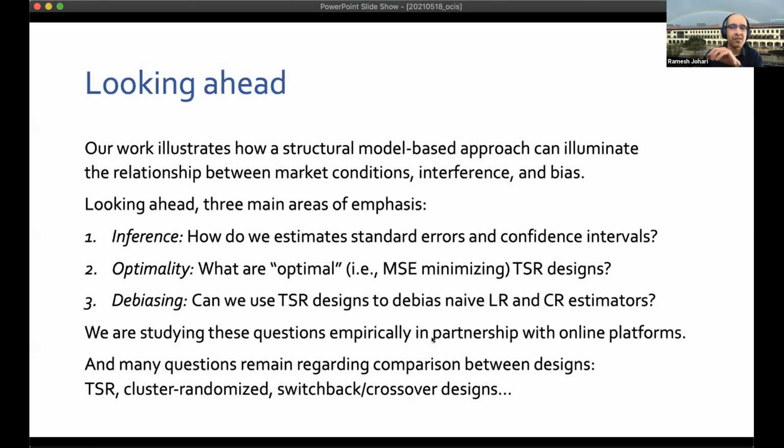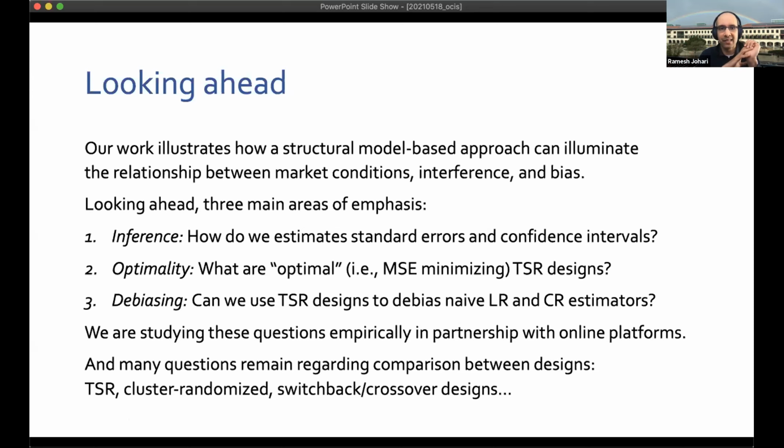So a lot of these questions are things we're working on empirically in partnership with live platforms. And maybe more broadly for this community, I'll just highlight that there's a lot of open work left to do in understanding the pros and cons of many different approaches that are deployed daily in these environments to deal with interference, not only TSR, but cluster randomized and switchback and crossover designs. So let me wrap up there. Just went a couple minutes over, but thank you.